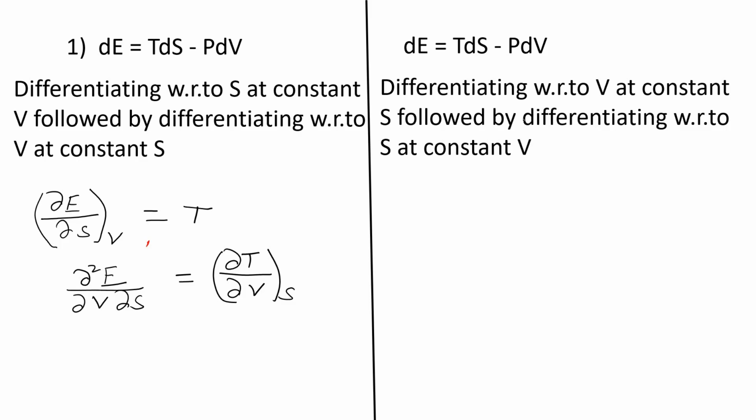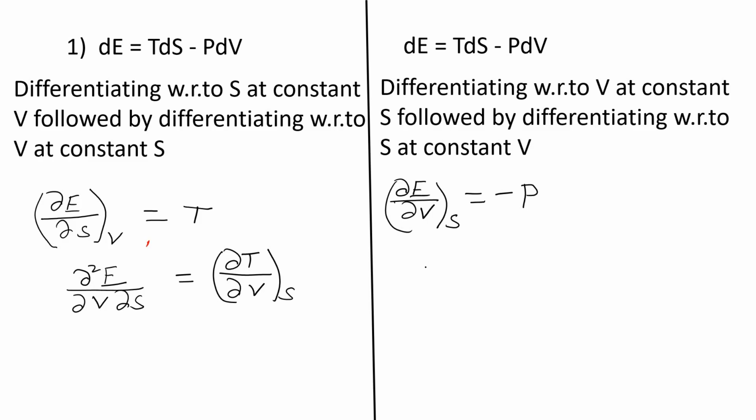Now, coming here, same thing we will do, but in the reverse way. Here, first we will differentiate with respect to volume at constant entropy. So, what will it be? ∂E/∂V at constant entropy: dV by dV is equal to 1. So, it will be minus P, and constant entropy means dS will be 0.